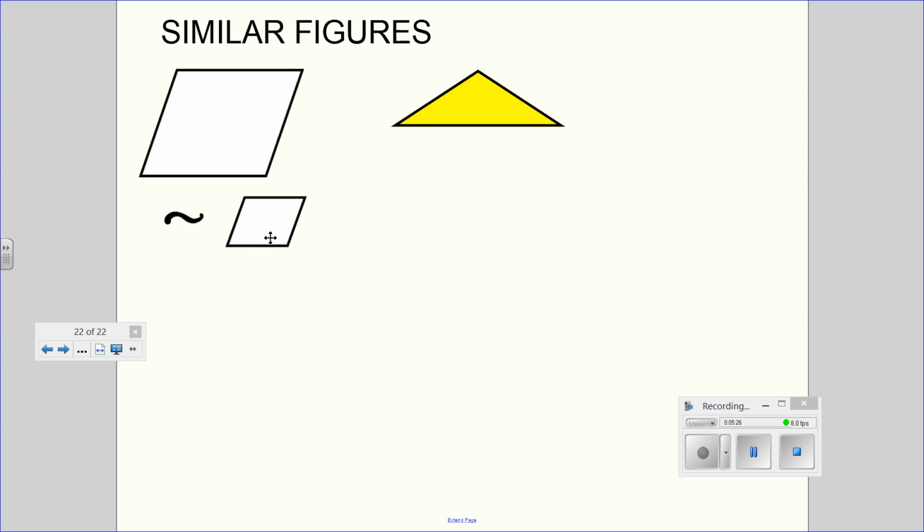But let's check out the angles. When I make this similar figure, the angle that's in the upper left-hand corner still matches up and is congruent. The angle that's in the right-hand corner still matches up and is congruent. The bottom right still matches up and is congruent. And the bottom left still matches up and is congruent. So there you have it. You can just visually see that the angles are still congruent, but the sides are merely proportional.